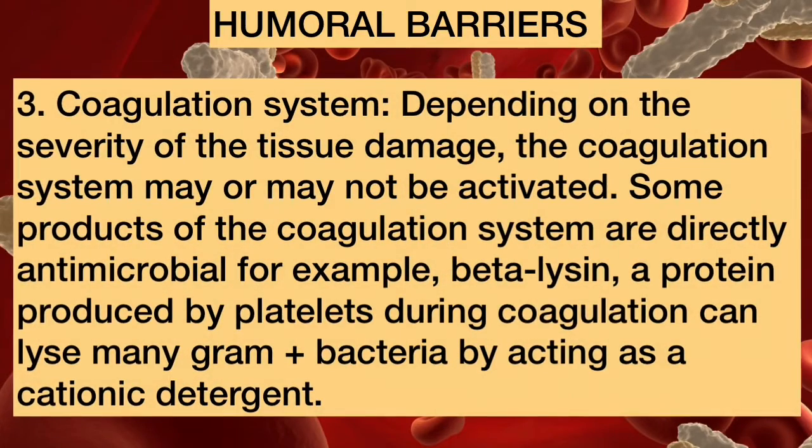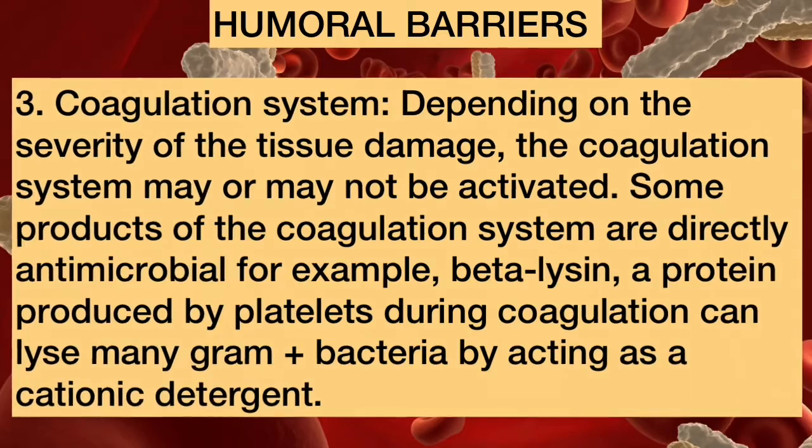We also have the coagulation system as part of the humoral barrier. Depending on the severity of the tissue damage, the coagulation system may or may not be activated. Some products of the coagulation system are directly antimicrobial. For example, beta-lysine, a protein produced by platelets during coagulation, can lyse many gram-positive bacteria by acting as a cationic detergent.